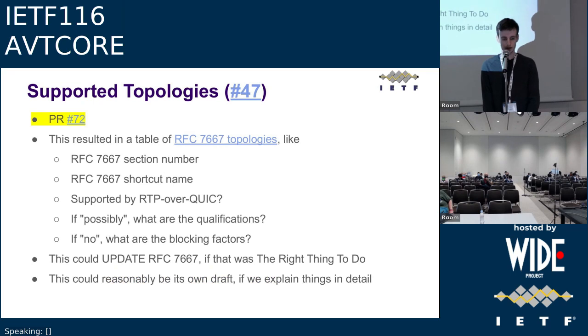Supported topologies. We already had a small section about supported topologies before, which was very high level, and now we added a longer table of RFC 7667 topologies in pull request 72, which lists the section number and shortcut names of different topologies, and then says for each of these topologies whether it is supported by RTP over QUIC. If it is possibly supported, what requirements need to be fulfilled to make it supportable, and if not, what the blocking factors are, for example that multicast is not available in QUIC.